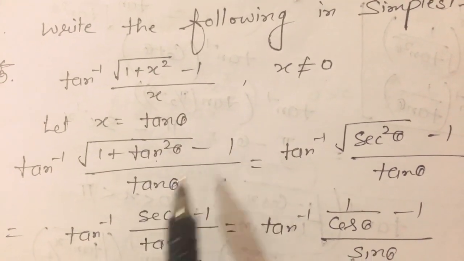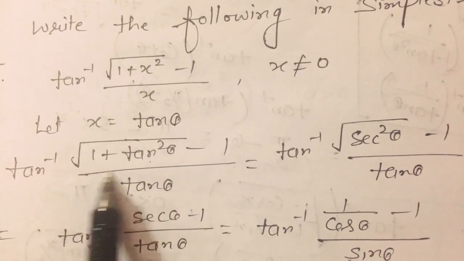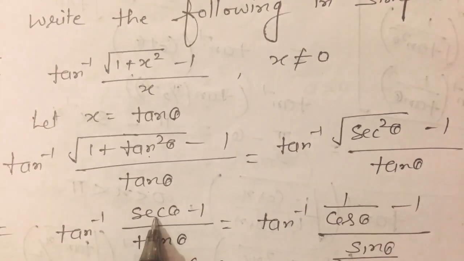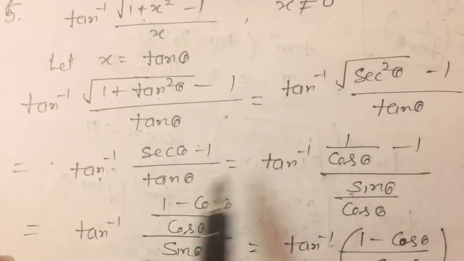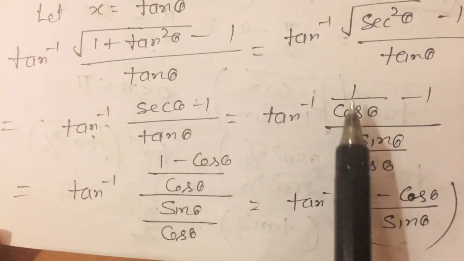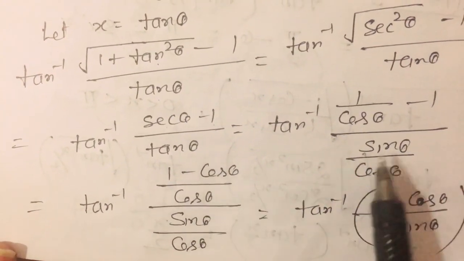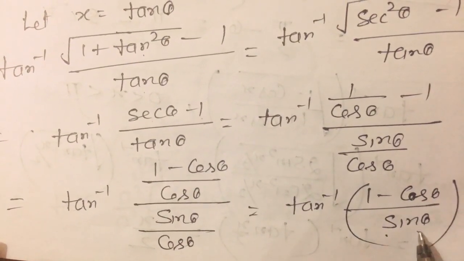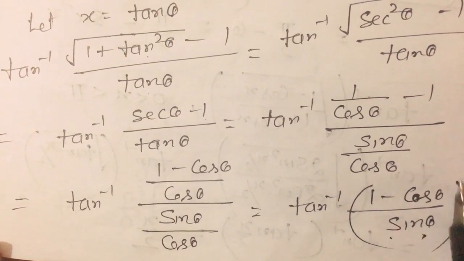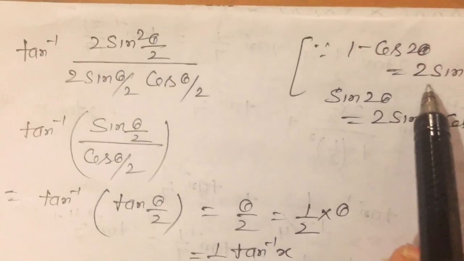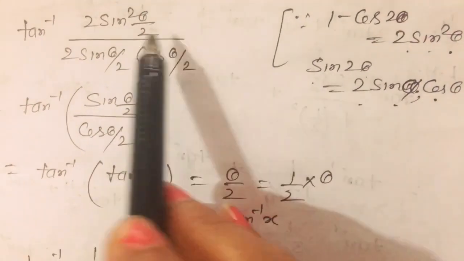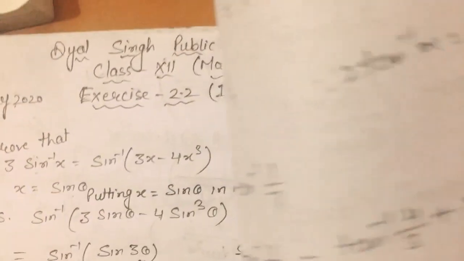So what will we get? Square root of 1 plus tangent square theta minus 1 upon tangent theta, and we know that 1 plus tangent square theta is equal to secant square theta, and the square root of secant square theta is secant theta. So it is secant theta minus 1 upon tangent theta. We can write secant theta as 1 upon cos, and tangent as sine upon cos. After LCM we will get tangent inverse of 1 minus cos theta upon sine theta, and then we will apply the formulas: 1 minus cos 2 theta is 2 sine square theta, and sine 2 theta is 2 sine theta cos theta. Here the angle is 2 theta, but in ours the angle is theta.